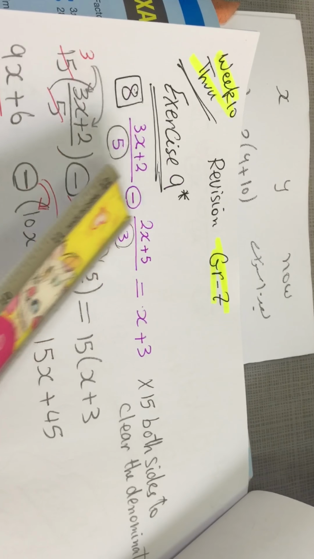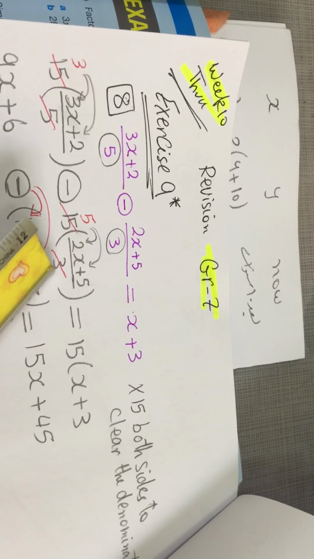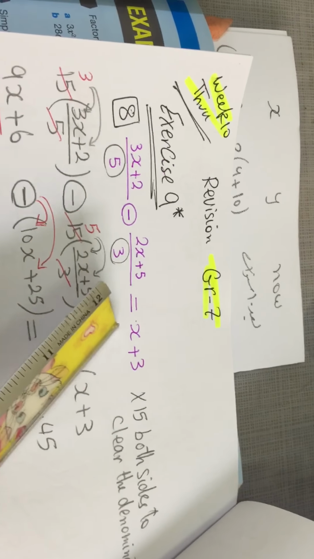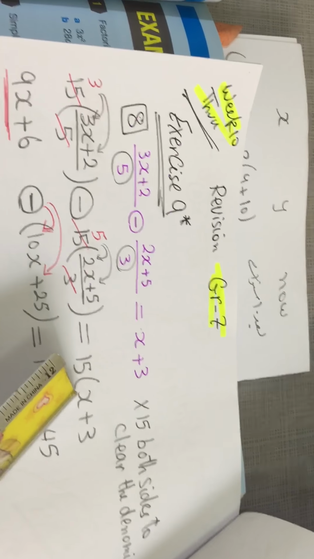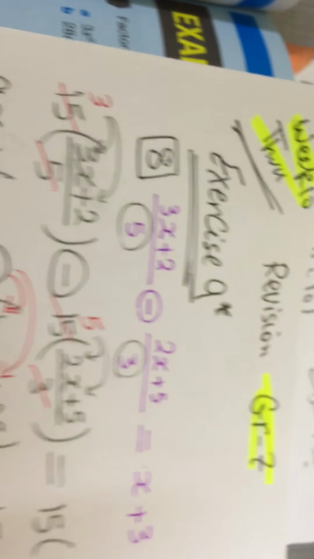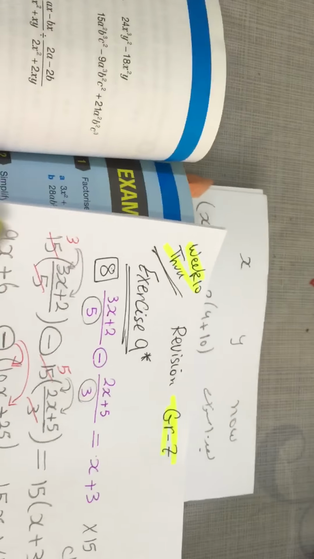15 multiply, put brackets around this fraction. So divided by 3 equals 1. Divided by 3 equals 5. And here 15 multiply, put x plus 3 between brackets like this. I want to complete the brackets here like this.